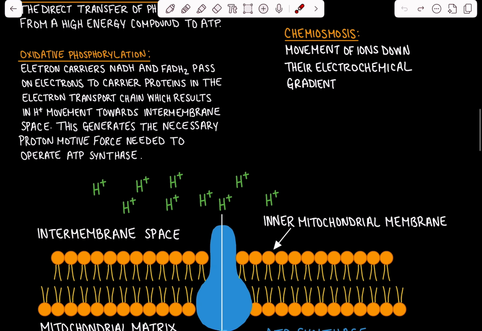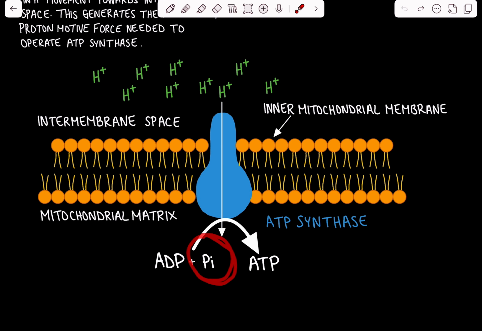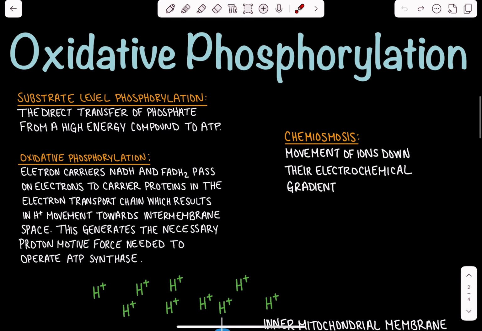Whereas in oxidative phosphorylation, we are taking free inorganic phosphate. This inorganic phosphate is not bound to a high energy molecule. It simply exists and gets added on to the ADP to form ATP. So that's the difference between oxidative phosphorylation versus substrate level phosphorylation. In oxidative phosphorylation, we are dealing with free inorganic phosphate that gets added to ADP, whereas in substrate level phosphorylation, we had those high energy molecules that contain phosphate, and that phosphate group gets transferred to an ADP molecule.